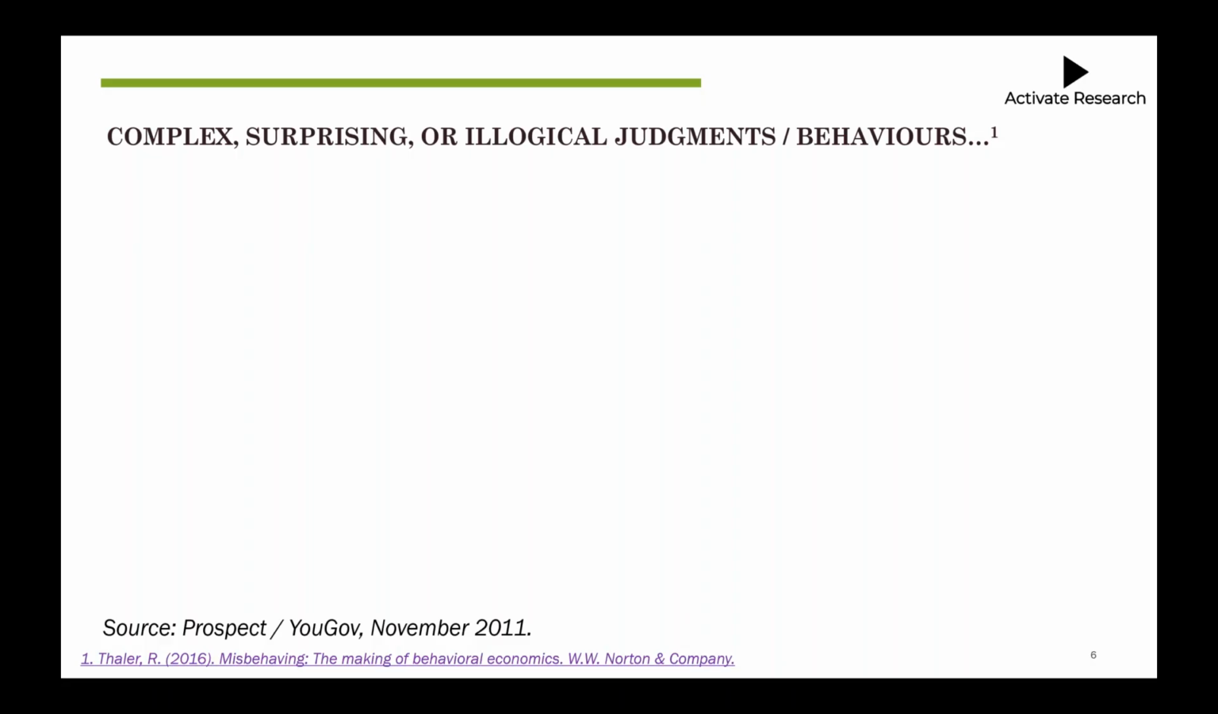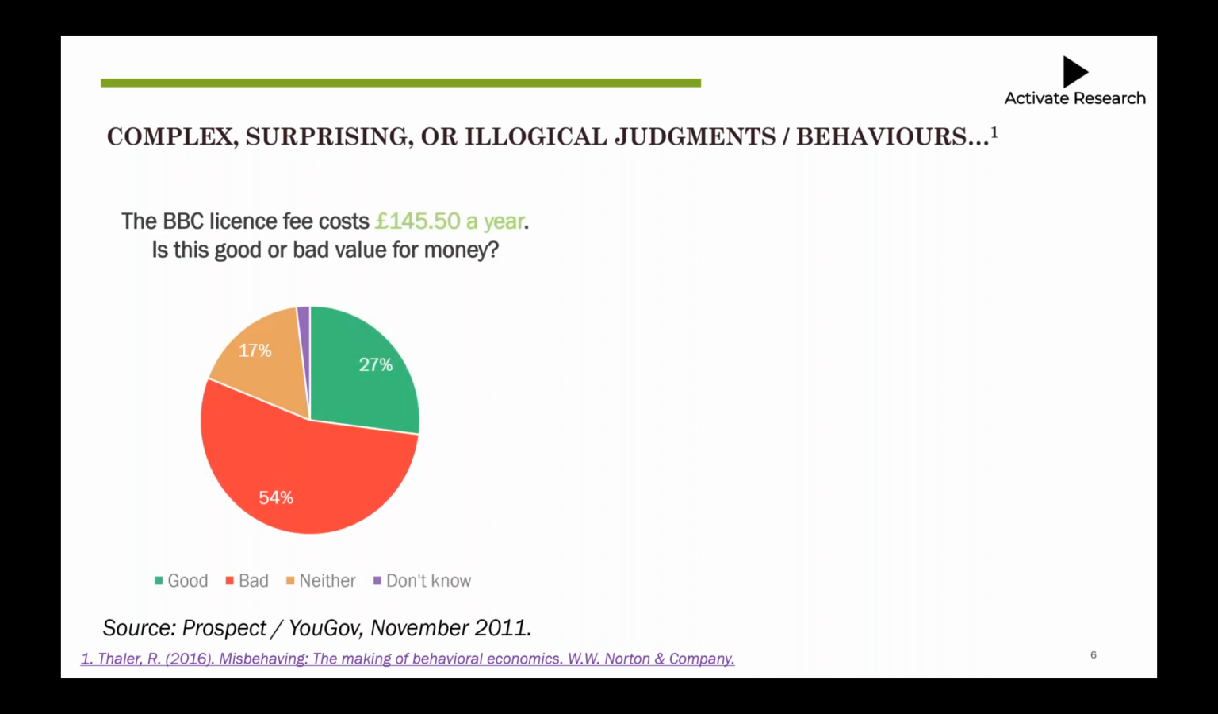So the first key insight from behavioural science is that human behaviour is often complex, and often more complex than we might like to believe. It can also be surprising, and we can seem to make sometimes illogical or even irrational judgments or decisions. So to give you an illustration of what I mean by this, I'm going to show you a study that was done about 10 years ago by Prospects and YouGov. And so it goes like this.